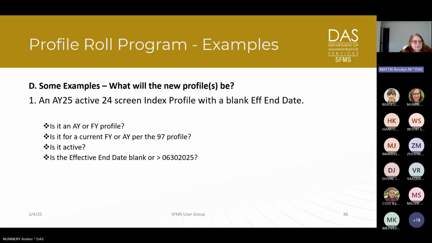Here's some examples of what the new profiles would be. An AY25 active 24 screen index profile with a blank effective end date. Is this an AY or an FY profile? Is it for the current FY or AY per the 97 profile? Is it active? Is the effective end date blank or greater than 6/30/2025? Next slide, please.